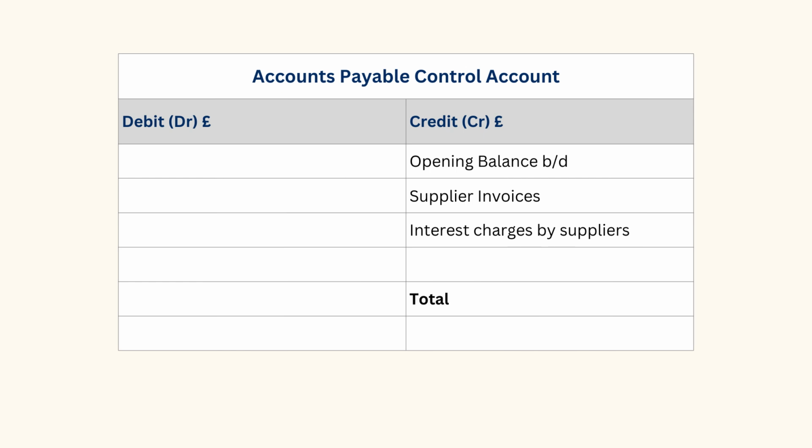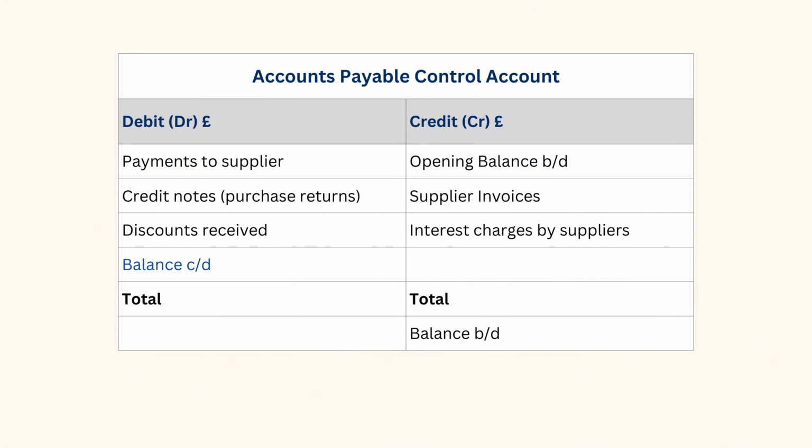On the debit side, we record everything that reduces the amount we owe. This includes payments to suppliers, supplier credit notes, purchase returns, and discounts received. Any transaction that decreases our liability goes on the debit side. By the end of the period, the credit side minus the debit side leaves us with a closing credit balance. That closing balance represents the total amount still owed to all suppliers.